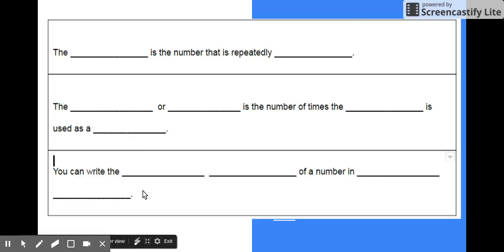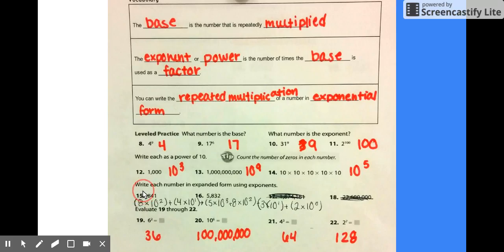Last one is that you can write repeated multiplication of a number in exponential form. So go ahead, pause it, and copy down if you didn't catch all that.